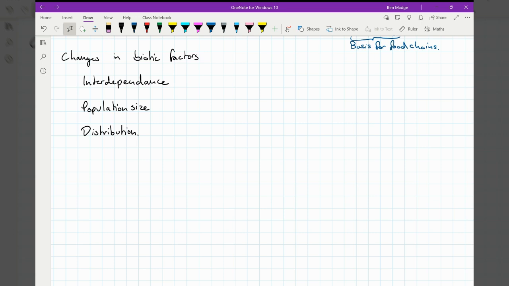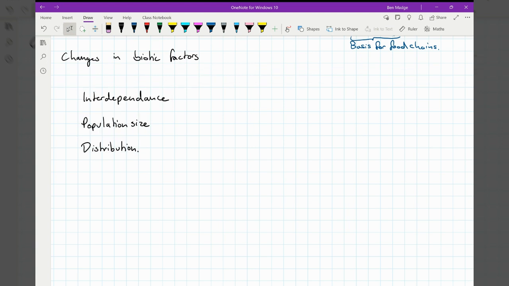So let's look at some changes in biotic factors. This is a little bit challenging because a lot of the changes in biotic factors have a root cause in changes in abiotic factors somewhere along the line. So it might get a little bit confused, but hopefully you'll see a general trend emerging.